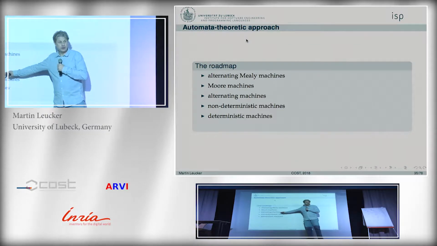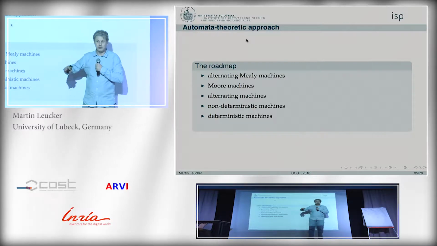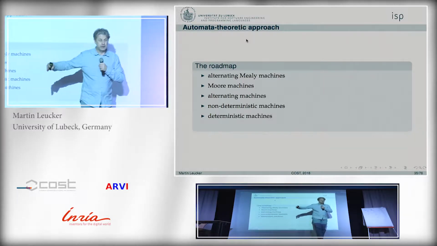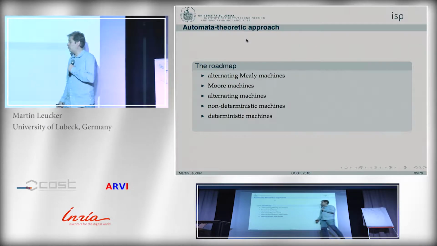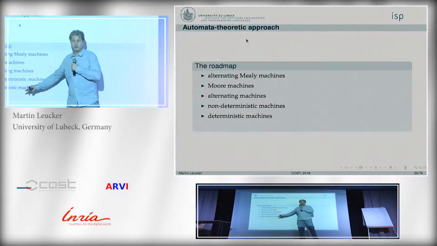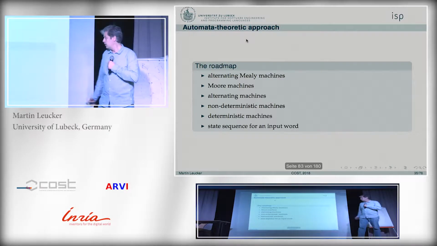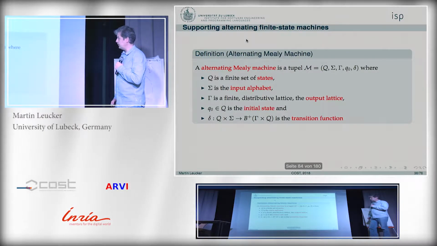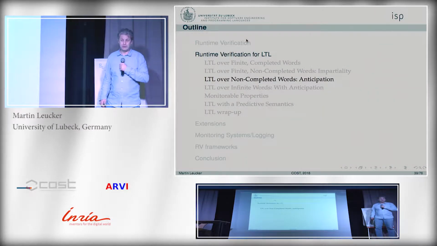But it's your choice whether you want to execute the alternating machine at runtime. Then, of course, it's slower, but the machine is smaller. Or if you want to determinize the machine, then the verification is faster. All right. I skip that. Now, what about anticipation?